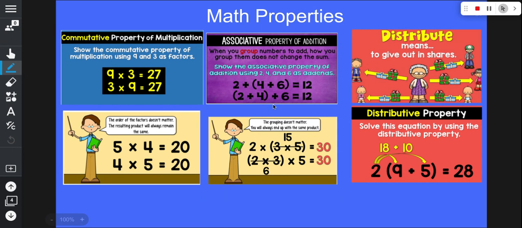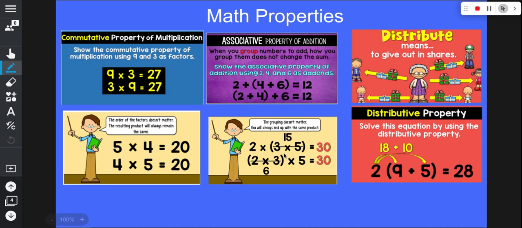The next one is associative property. The associative property is working on grouping numbers. And a lot of times when we want to group numbers together, it's to make things like quick tens. Like the 4 and the 6 is a wise choice to group together. But we could change the order and do the 2 plus 4 first and then the 6. Grouping them together does not change the answer.